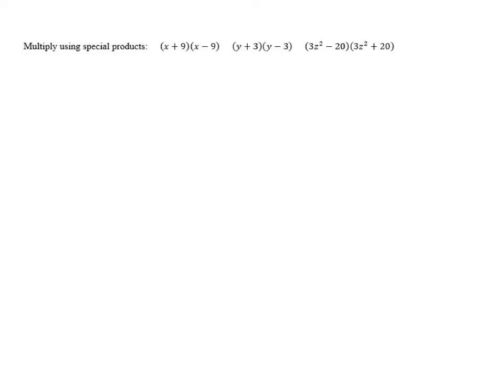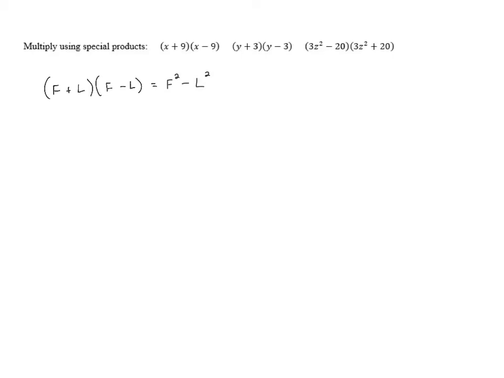Multiply using special products. And here we have three different products that fit the same general formula. When we have a product where we have a sum, f plus L, times a difference, f minus L, if we were to go and FOIL things out, the outer and inner terms would cancel, and we'd be left with the first term squared, f squared, minus the last term squared, L squared.